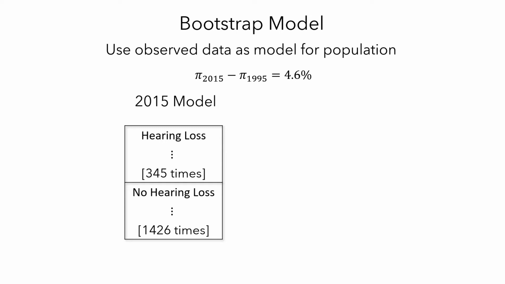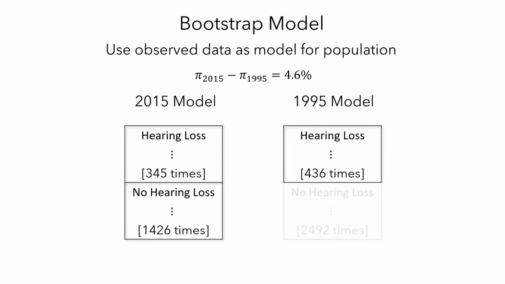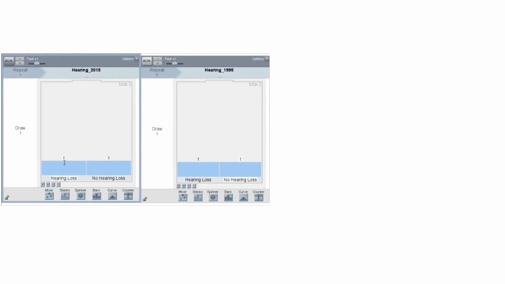Similarly, in 1995, there were a total of 2,928 people in the sample, and 436 of them had hearing loss, and 2,492 didn't have hearing loss. So your model would be a list with 436 of the items corresponding to hearing loss, and 2,492 corresponding to no hearing loss. We'll start by building our two lists. For the 2015 list, we'll have 345 items for hearing loss and 1,426 items for no hearing loss. For the 1995 list, we'll have 436 items for hearing loss and 2,492 items for no hearing loss.